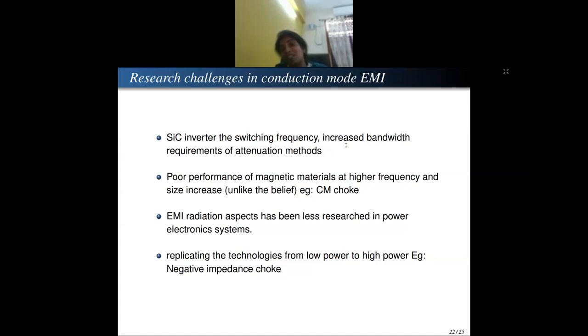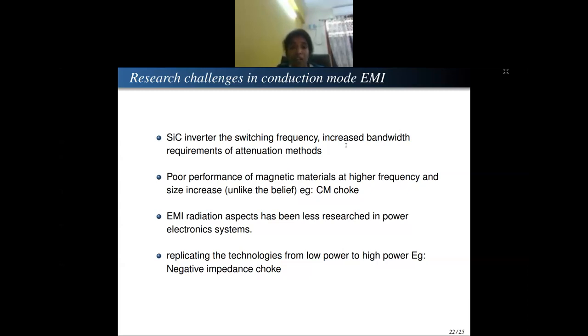For bandwidth improvement, people are trying a number of combinations, like different filters, where one attenuates one frequency range and another attenuates another range, so that the overall attenuation bandwidth is met. And the EMI radiation aspect has had less research in power electronics because we believed it was not going to affect us much. But with this SiC inverter, the range of frequencies is different. Very few works have looked at how to change the shielding methods for power systems, I mean power processing systems.